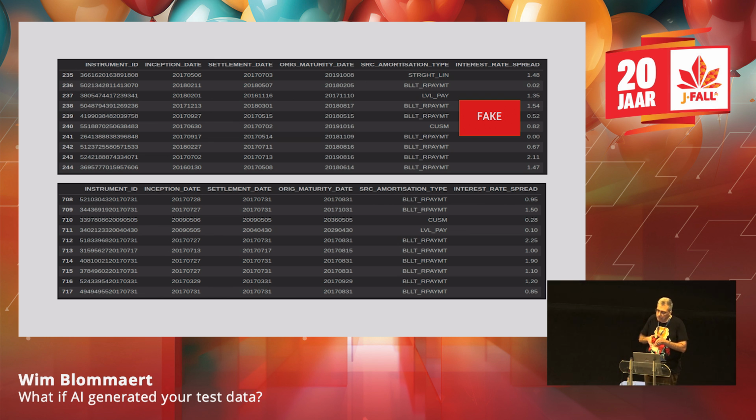If you look at one column, for instance, the column amortization type, that's a type of loan, let's say. And for instance, you have a lot of bullet.